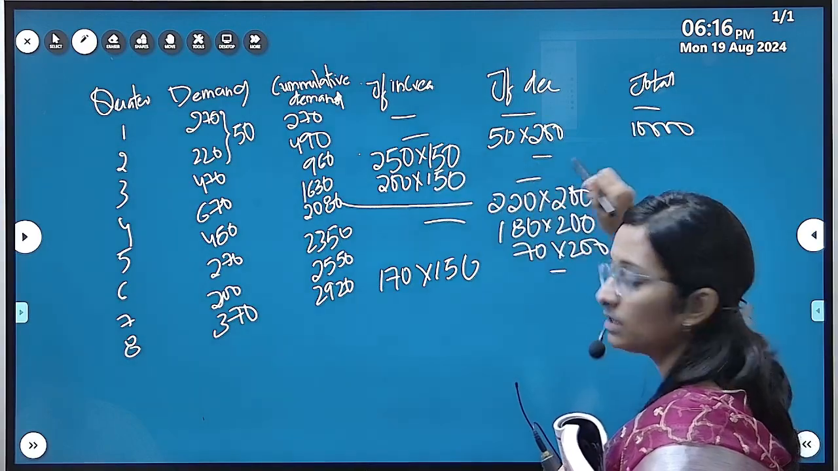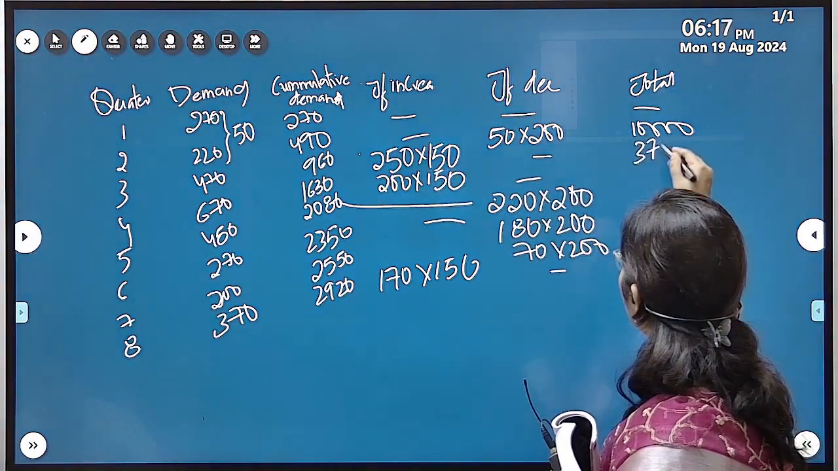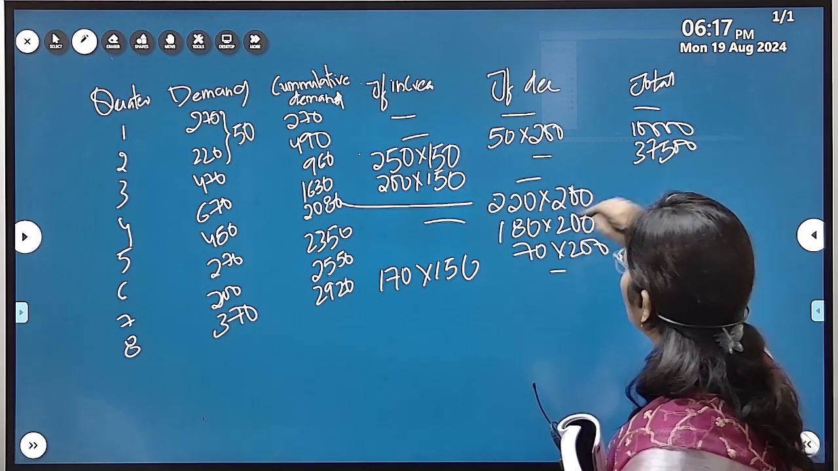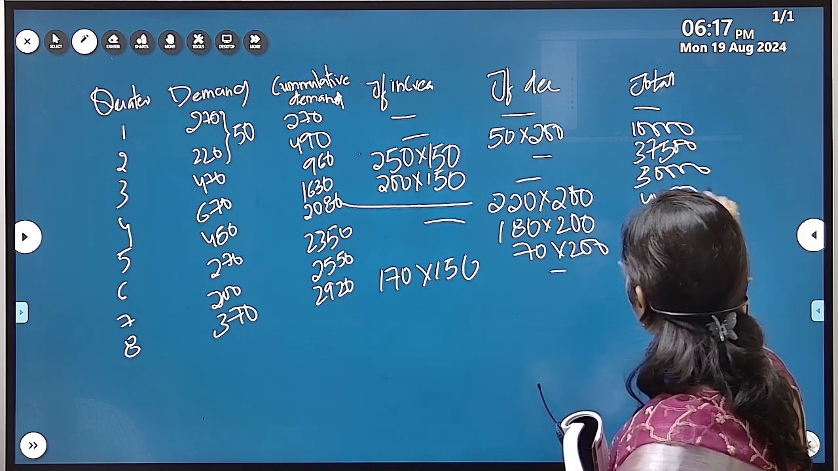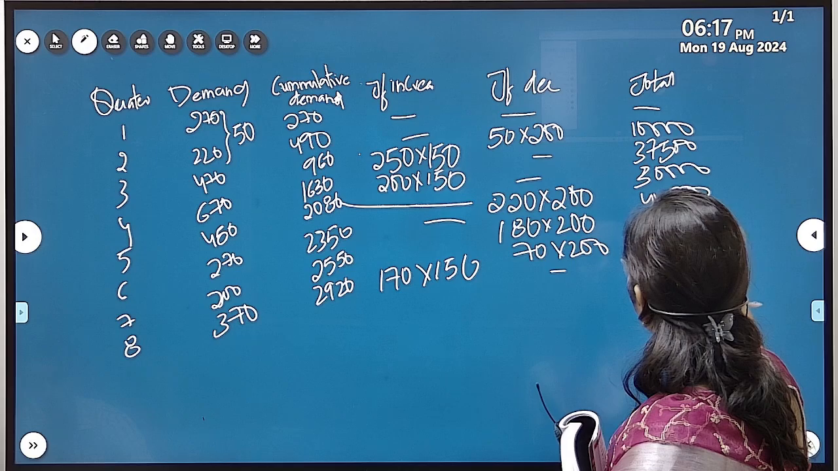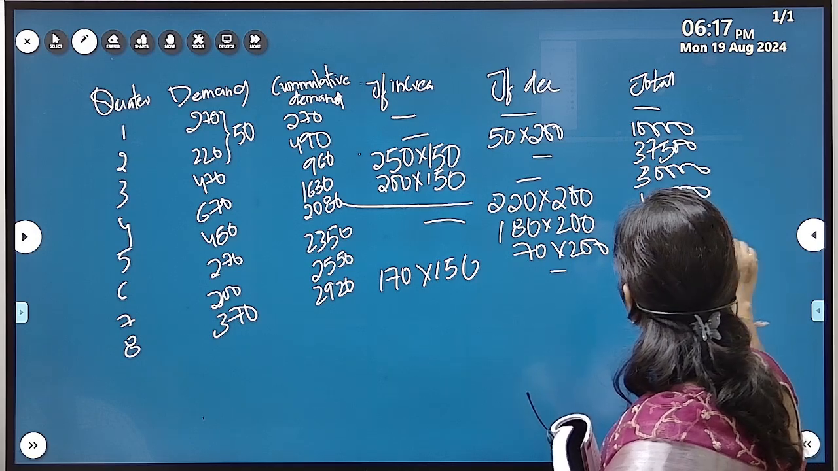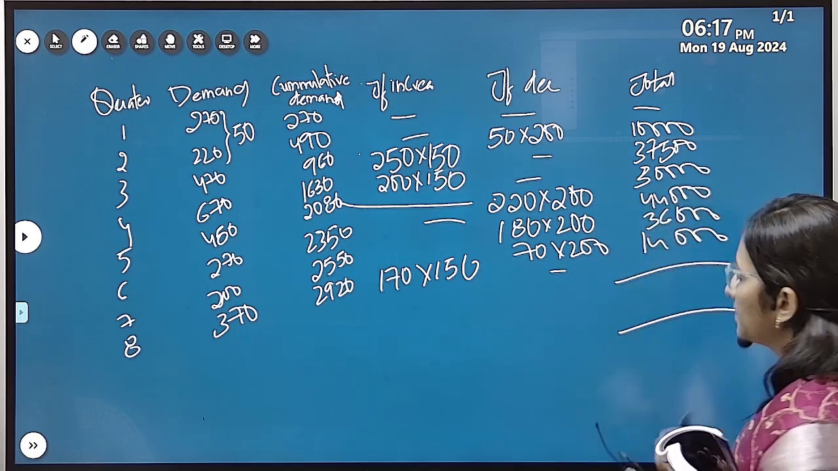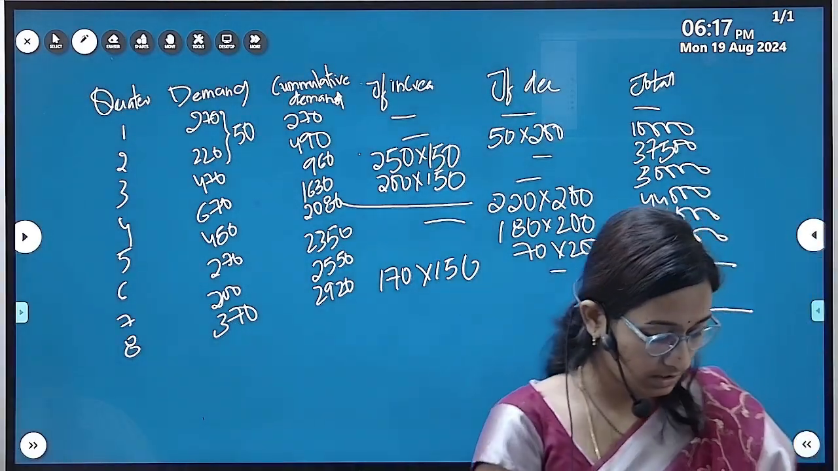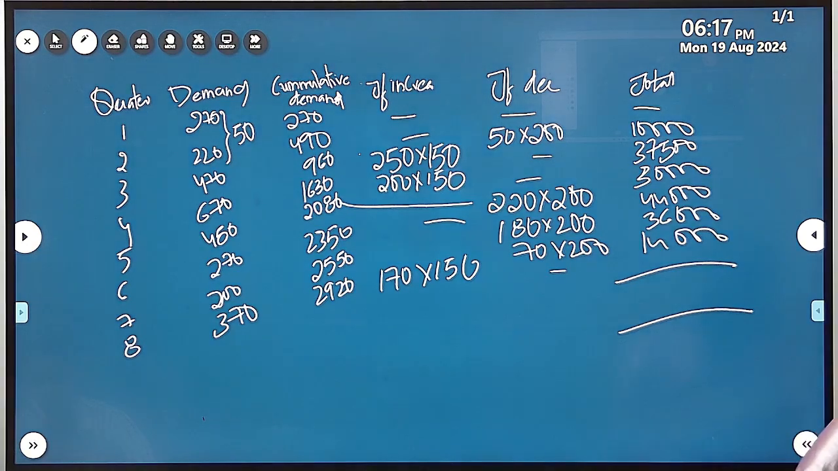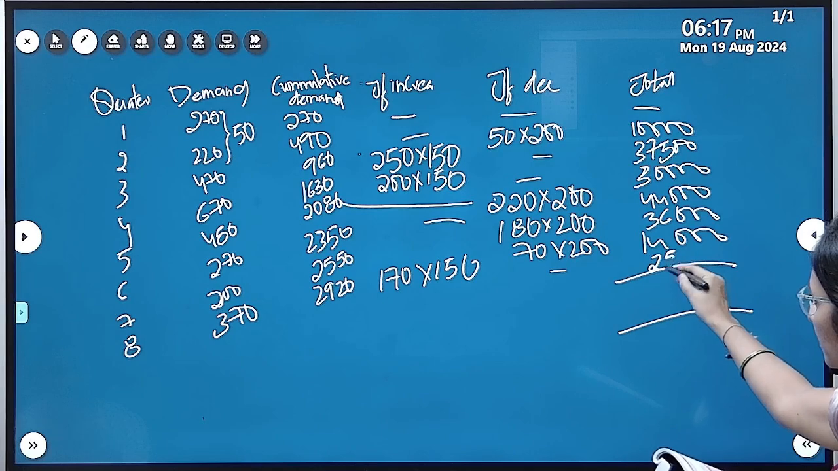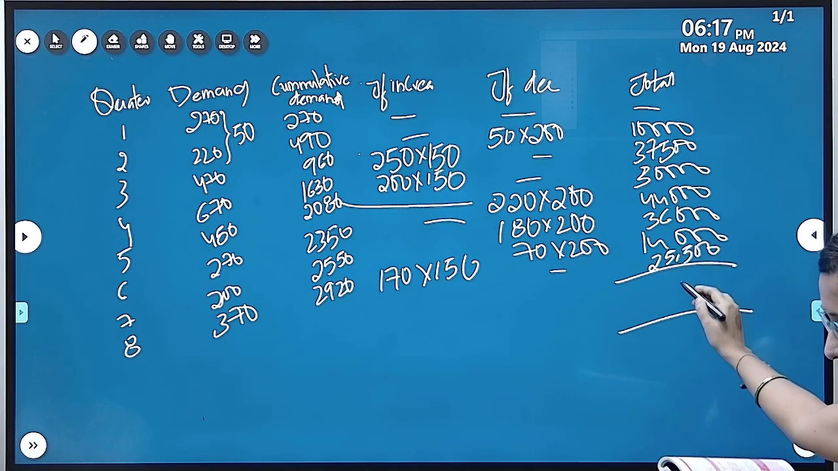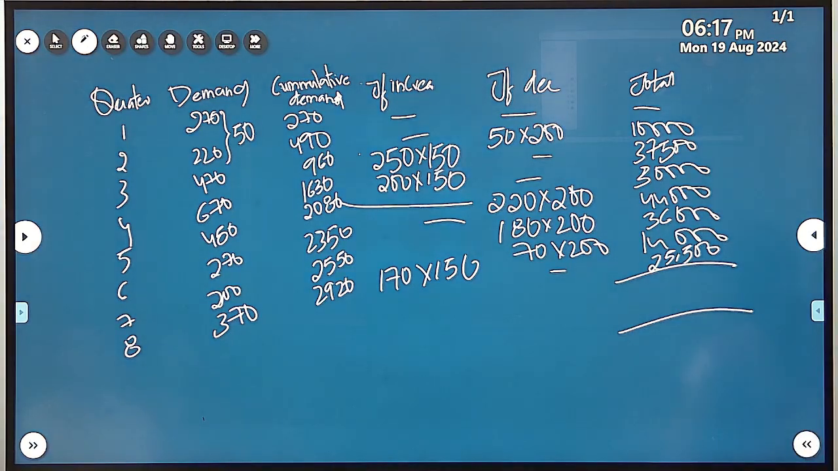250 into 150, 37,500. Next, 30,000, 44,000, 14,000. So what's the total? So this is what the last one is also there, no? So what is this? 25,500. So what's the total? 1,97,000. This is what plan 1 is.